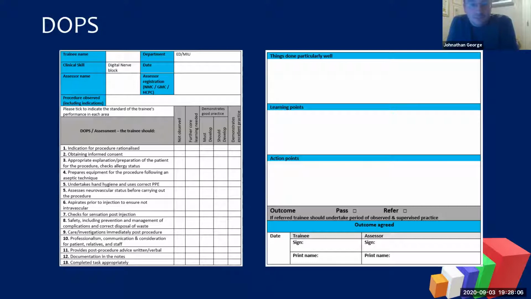And there might be some specific DOPS for your departments that have already been assessed, or we've got some forms that we are putting onto the FEN website that can be used by other departments. And it would be done step by step.